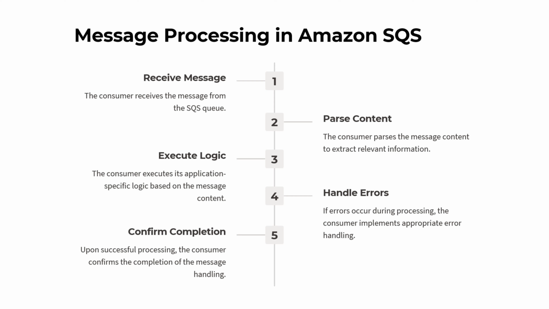Message processing in Amazon SQS. The consumer receives the message from the SQS queue. The consumer parses the message content to extract the relevant information. The consumer executes its application-specific logic based on the message content. If an error occurs during the processing, the consumer implements appropriate error handling. Upon successful processing, the consumer confirms the completion of the message handling.